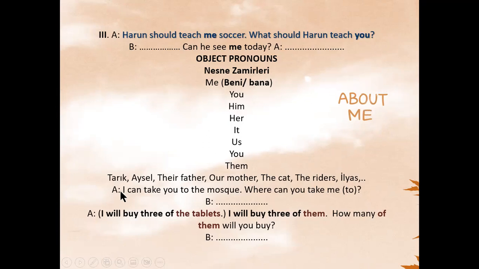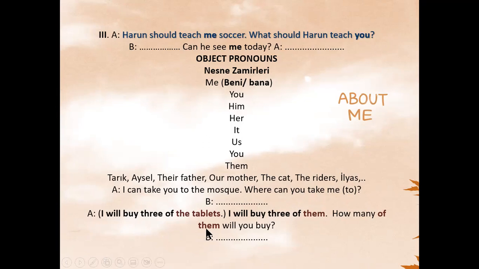What should Harun teach them? What should Harun teach Tarık, Aysel, their father, our mother, the cat? What should Harun teach the cat? What should Harun teach the riders? For example, Harun should teach the riders how to use the navigation. Okay. How should Harun teach İlyas? I can teach you. Sorry, I can take you. Let's look at this dialogue, please. I can take you to the mosque. Where can you take me to? I can take you to the library.